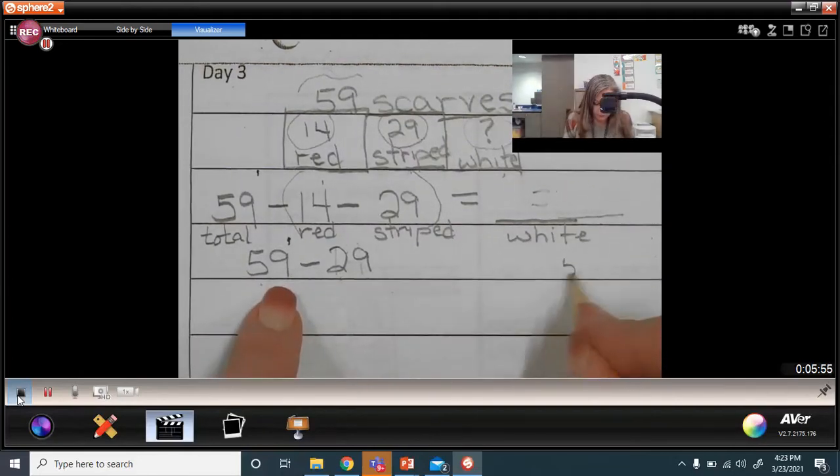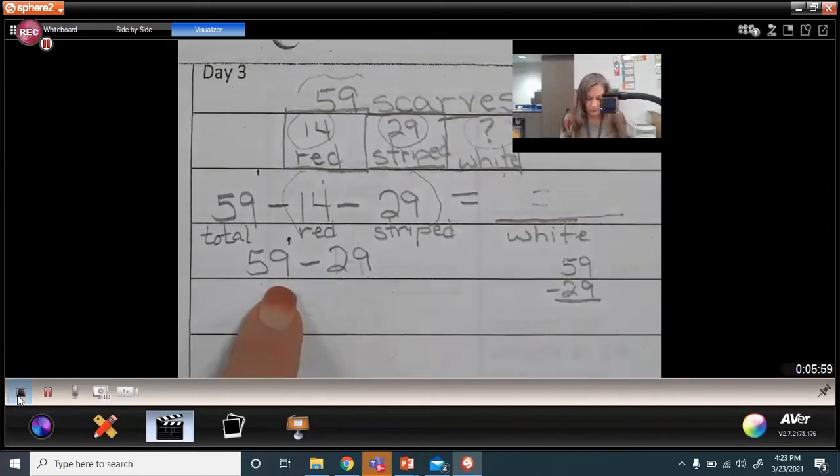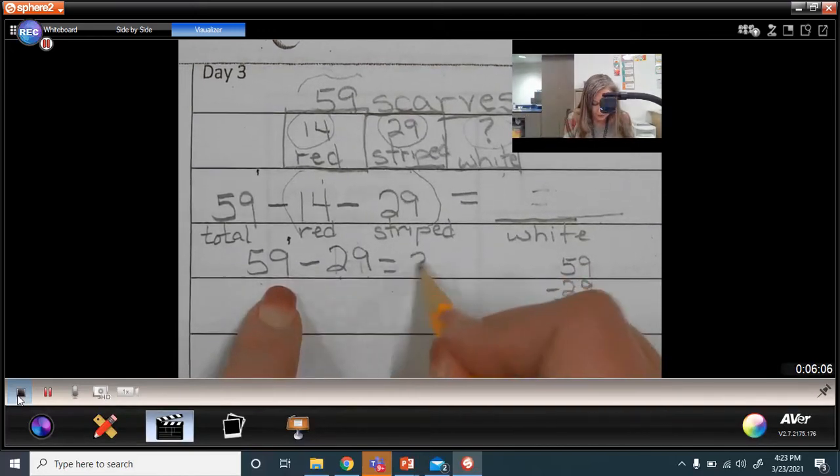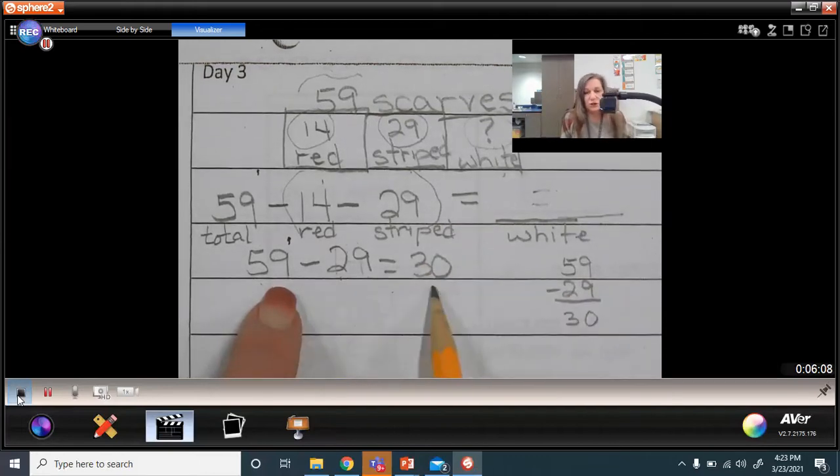So again, if you need to, you can put these in as an algorithm. Of course, 9 minus 9 is 0, and 50 minus 20 is 30, and so I get left with 30. Now, that's 30 after I subtract the striped.